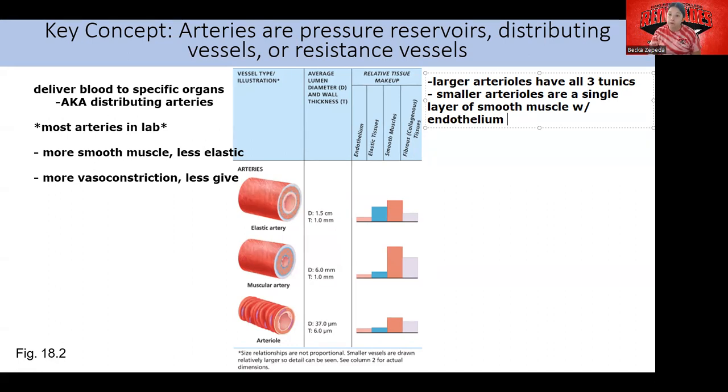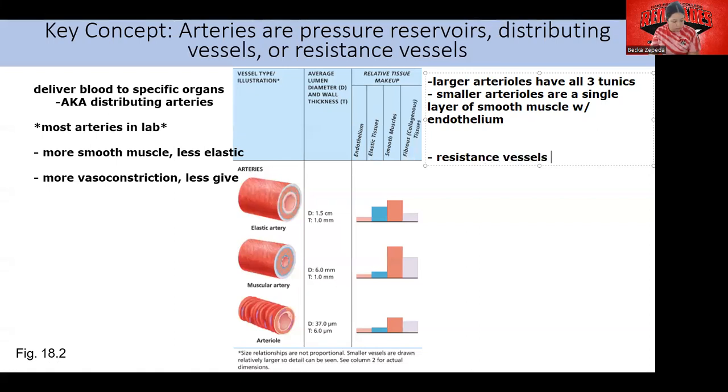With the arterioles, they are transitioning and making their way to become capillaries. So we can't just go from this large, thick artery to a single layered capillary. So we kind of have to have a transition down. Larger arterioles, which are still small, will have all three tunics, then go down to a single layer of smooth muscle with endothelium, and then down to capillaries, which are just the endothelium. These are called resistance vessels.